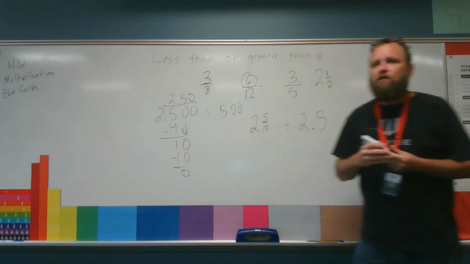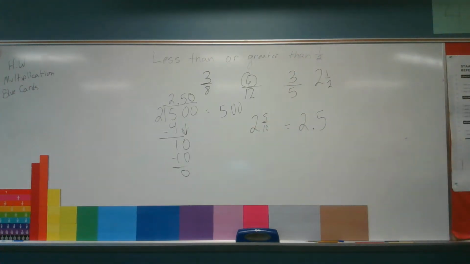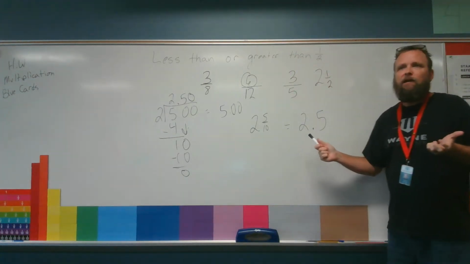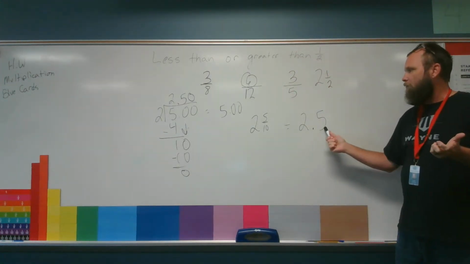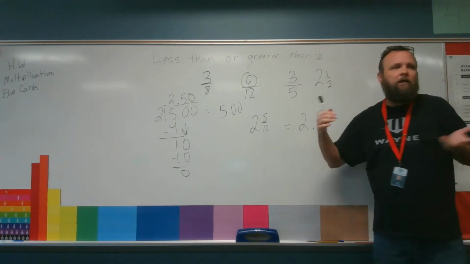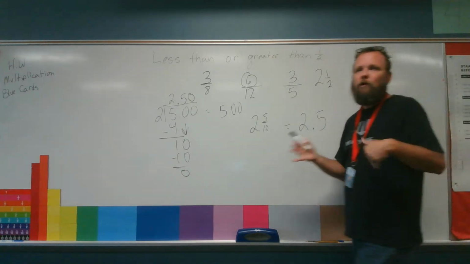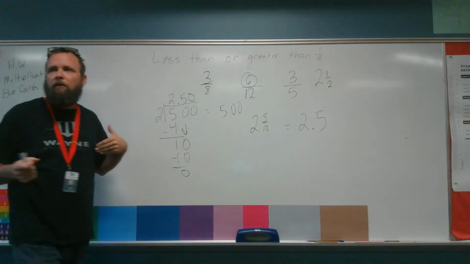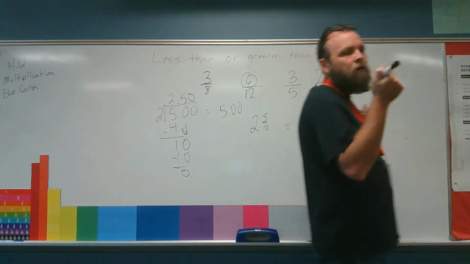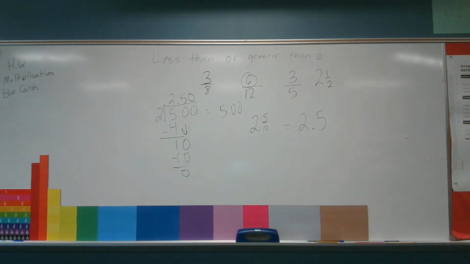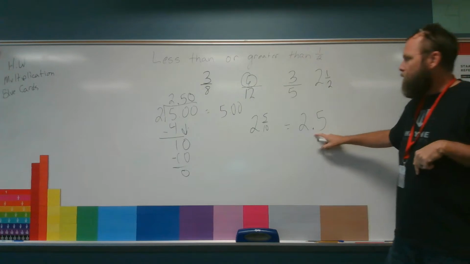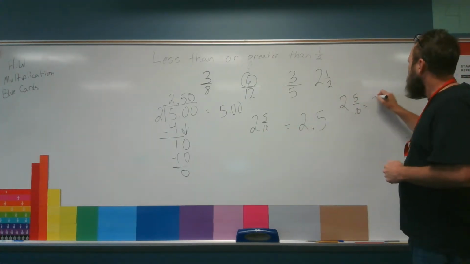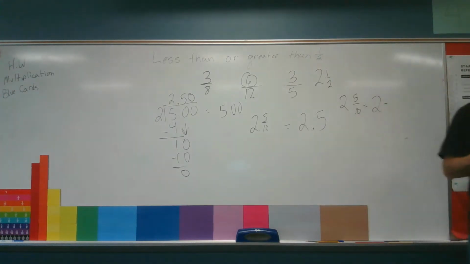The cool thing about changing from decimals to fractions is really you say it the same way. 2 and 5/10. Anybody have an idea what 5/10 might equal if I wanted to write it in a different way? Cam? 2.5. Okay, 2.5. But how can I write 2 and 5/10 as something that's equivalent to it?